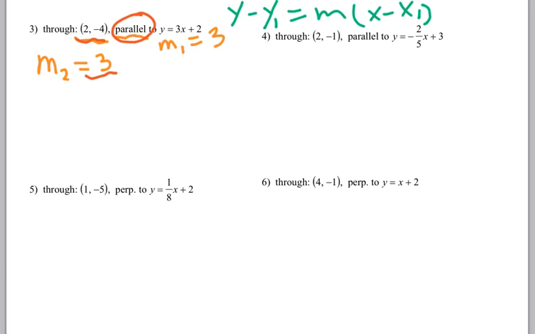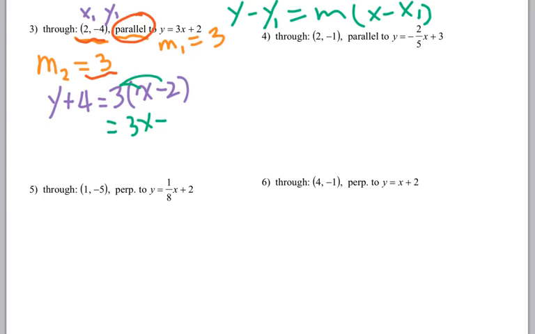So you will get, here's x1, y1. We will have y minus y1, which is y minus negative 4, so plus 4, equals the slope 3 times x minus 2. With the distributive property we get 3x minus 6. Then I move the 4 to the other side, I will get minus 4. So I combine like terms and get y equals 3x minus 10.